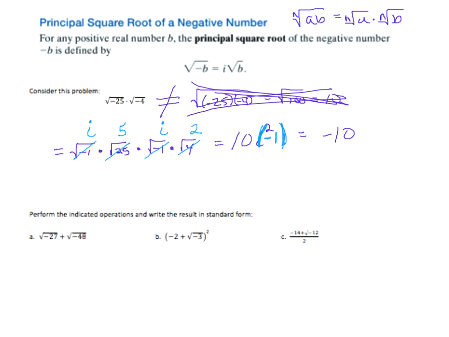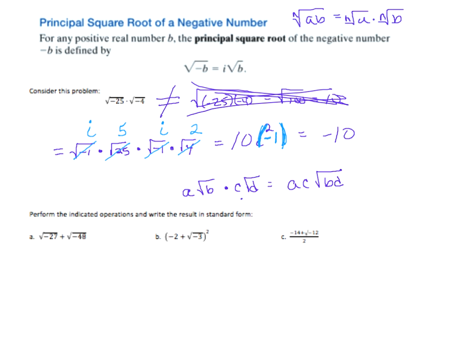Just a refresher on roots. When you are multiplying roots, a square root b times c square root d, you multiply outside with outside, underneath with underneath. Unless it's a negative root, and you've got to get that negative out of there before you can use this right here. Also, you can only combine like radicals.